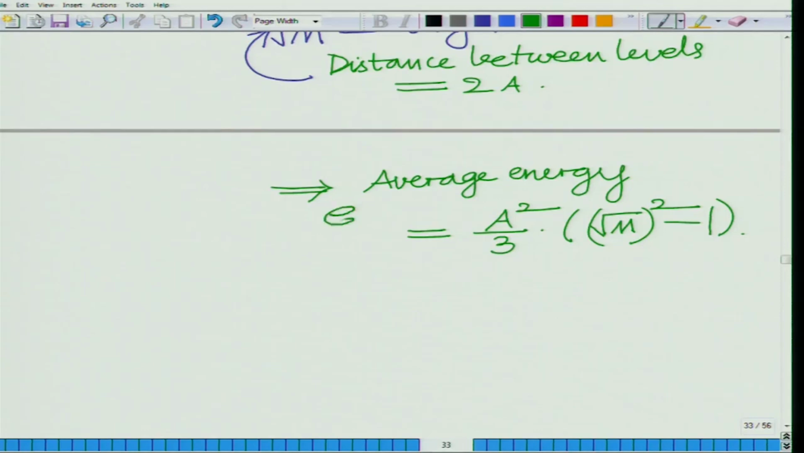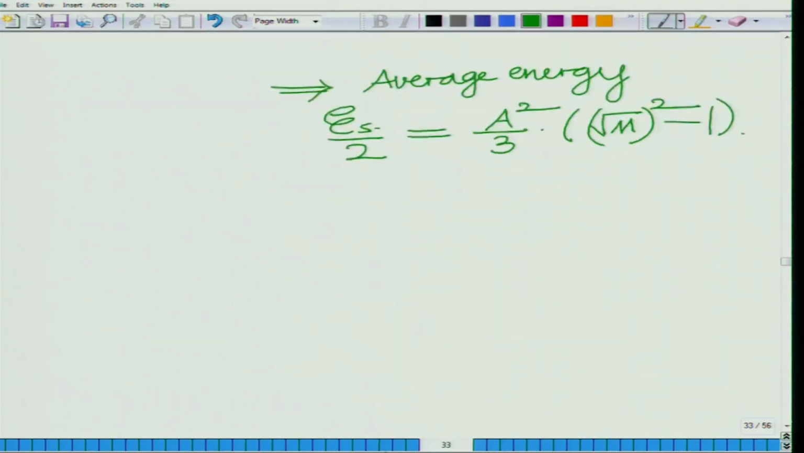Okay, and this should be equal to the average energy per PAM, which is Es over 2. So, we have Es over 2. So, this is a key step. Average energy per constituent PAM is Es over 2, and each PAM is only a square root of M PAM. So, therefore, we have this equation.